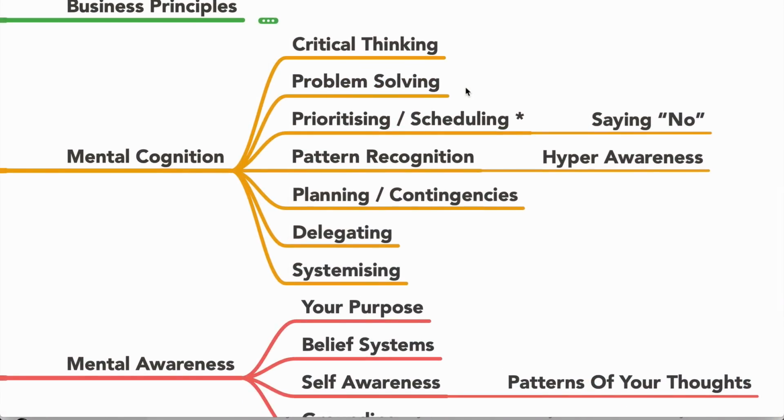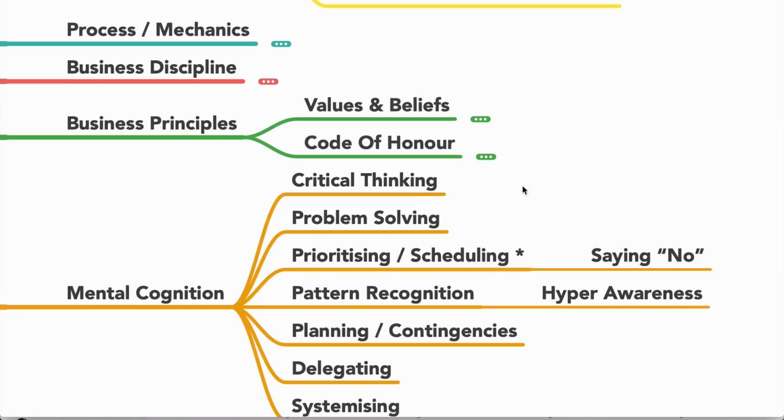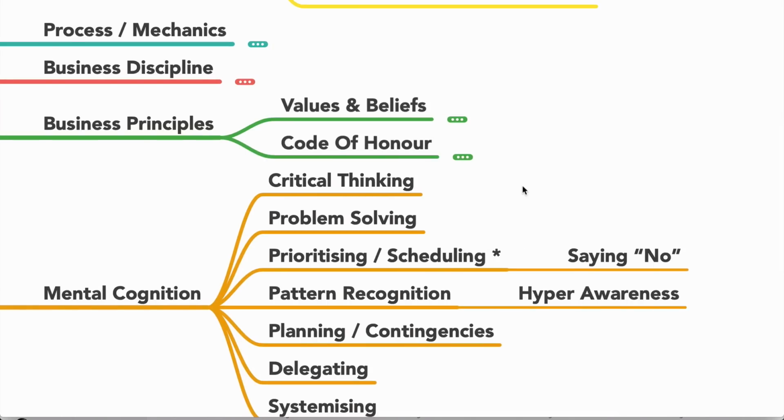So now let's come to business principles. Business principles are your core values and beliefs. And a principle which I learned from one of my mentors, he talks about the code of honor. What do you really stand for? This is where your business principles come into play. So we're talking about how to run a business. According to you, what are your values and beliefs, and how do you want to run your business?